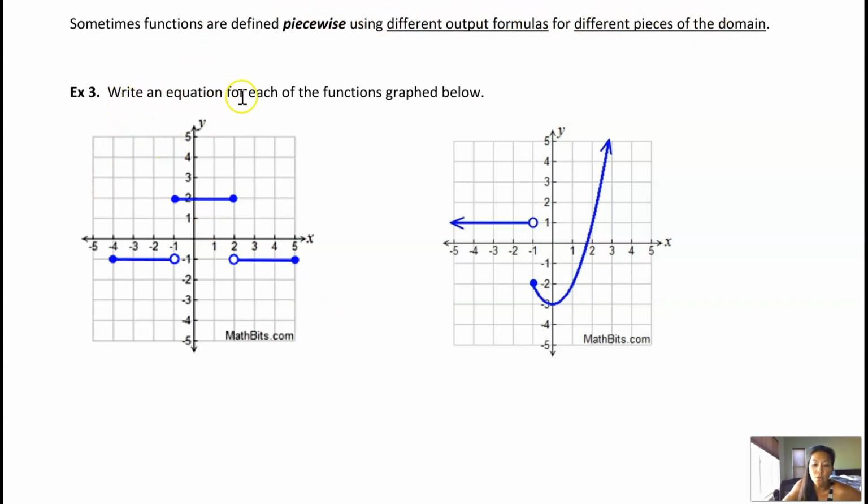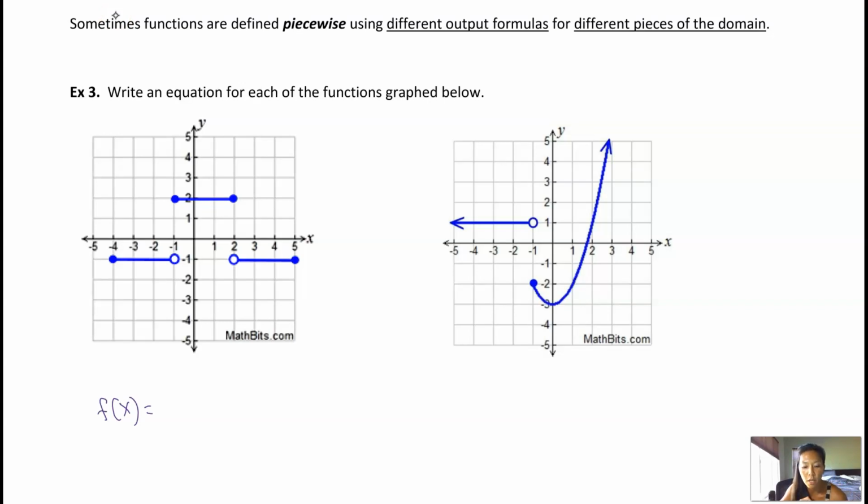So write an equation for each of the functions graphed below. Now this is very challenging for some students. So if it's hard for you, bear with me. Hopefully it'll get easier in a little bit. We're going to keep practicing piecewise.